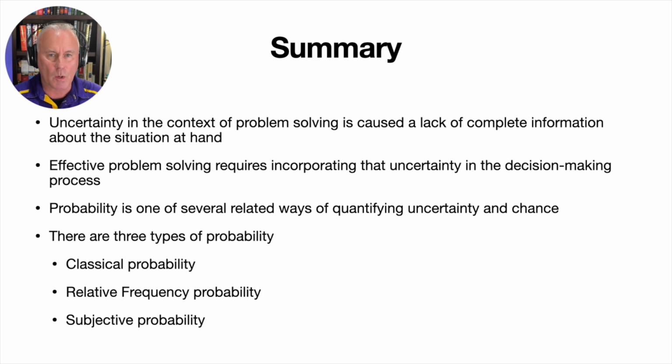So let's summarize what we've covered. Uncertainty in the context of problem solving is caused by a lack of complete information about the situation at hand. Effective problem solving requires incorporating that uncertainty somehow in the decision-making process, and we know that statistical methodologies formally do that. Probability is one of several related ways of quantifying uncertainty and chance. There are three types of probability: classical probability, relative frequency probability, and subjective probability.